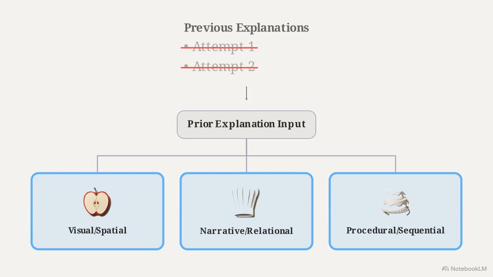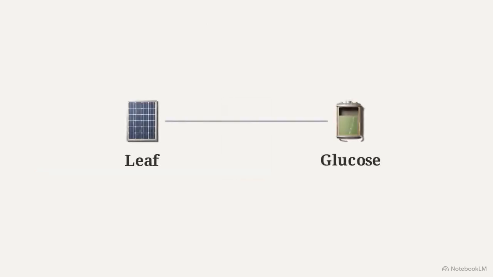For the visual door, the tool suggests a solar panel analogy. The leaf captures light and stores it in a battery. It's not making energy from nothing. It's capturing it in one form and storing it in another. For the narrative door, it suggests a chef. A chef doesn't create flavor out of thin air. They take raw ingredients like flour and eggs and reorganize them into a cake. The plant is just a chef reorganizing light, water, and gas into sugar.